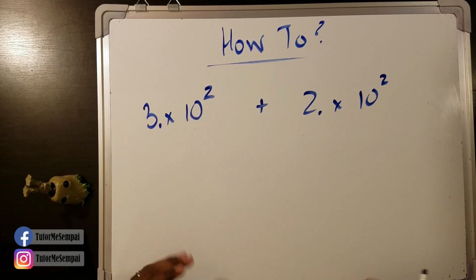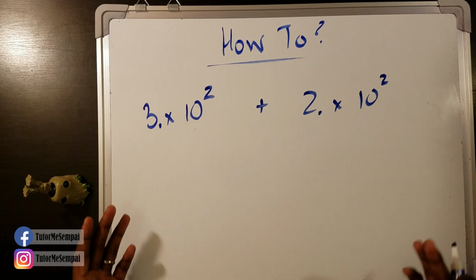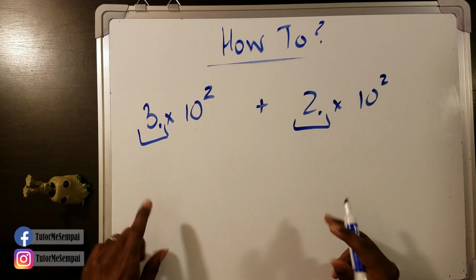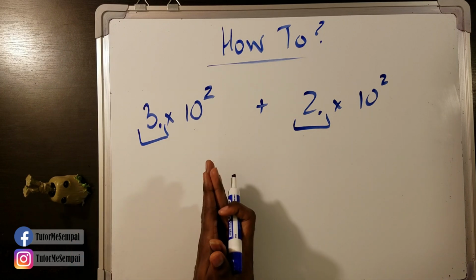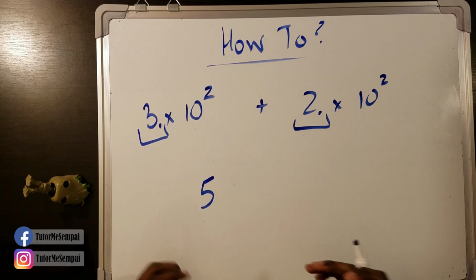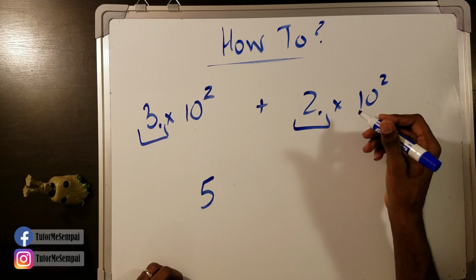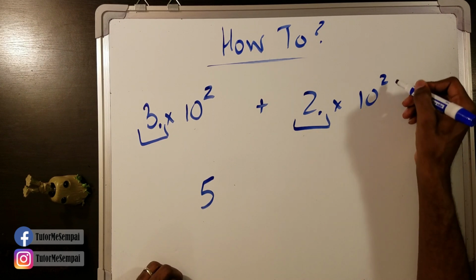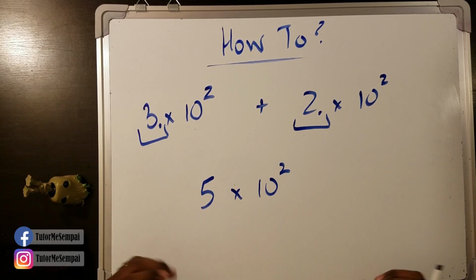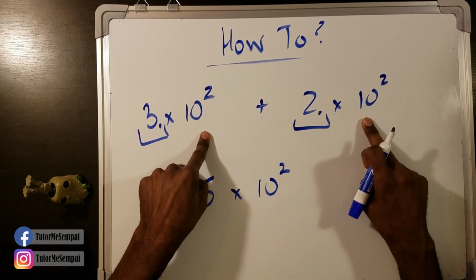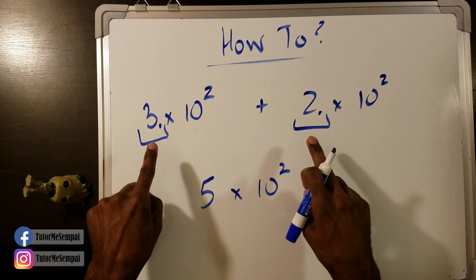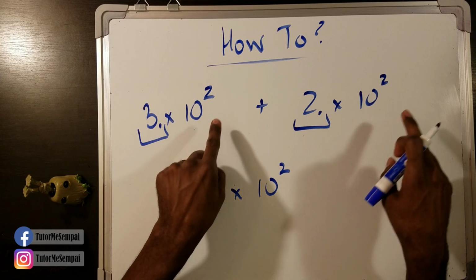We can jump straight into adding this, and to do so, all we do is add what I call the coefficients. So you take this, you add them together, and whatever that equals, you place it here. So 3 plus 2 gives us a 5, and then we're just going to bring down this times 10 squared. That's it. That's how you're going to add numbers in scientific notation. If they have the same base and the same exponent, all you do is add the coefficients. Whatever number is multiplied by the base raised to that exponent.